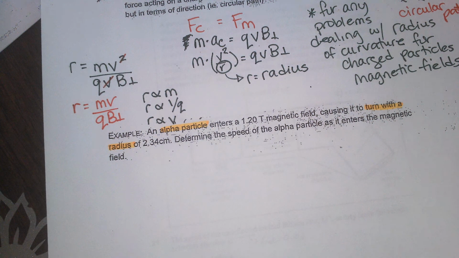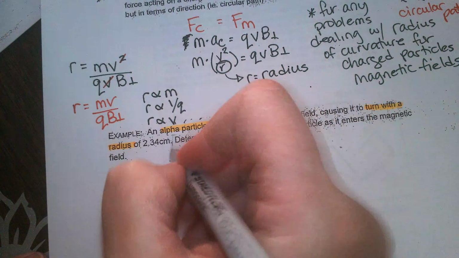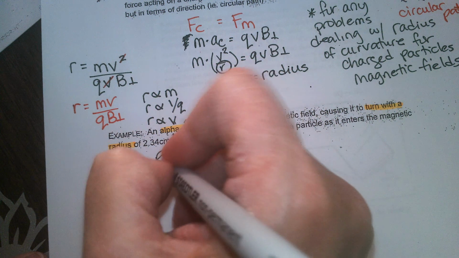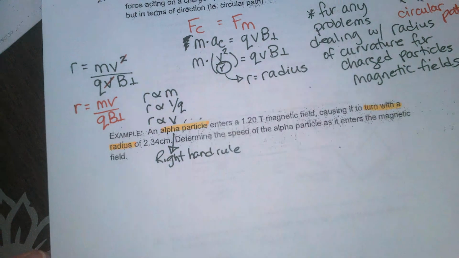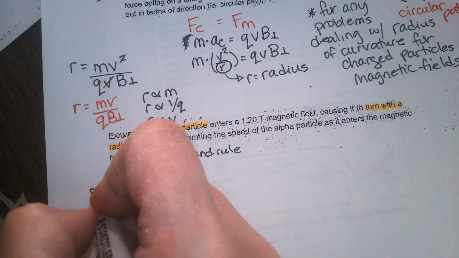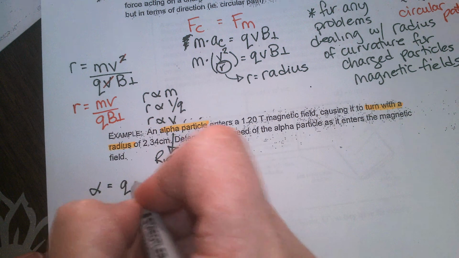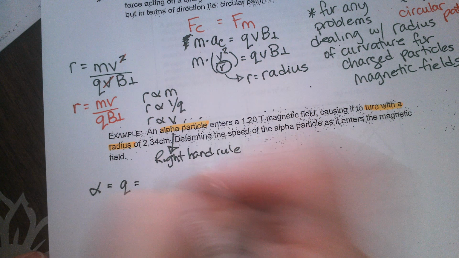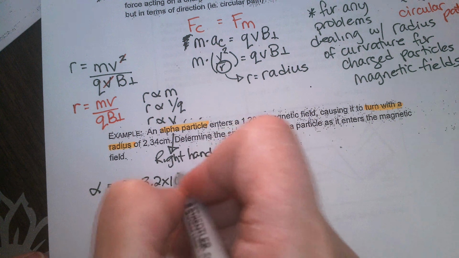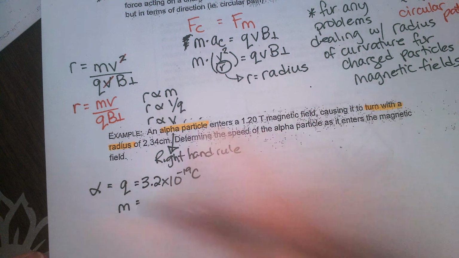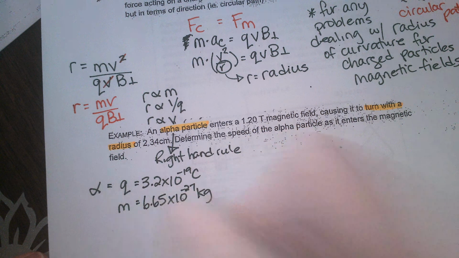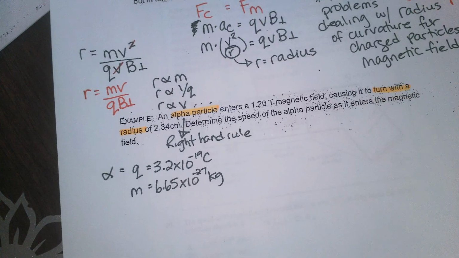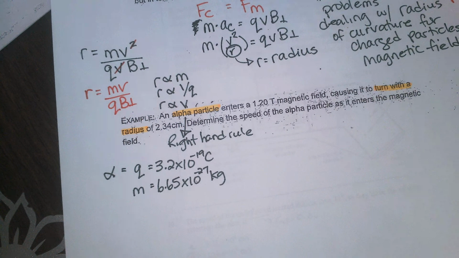All right, some key pieces that we know about an alpha particle. If we were trying to determine a direction, this would be the right-hand rule because it's a positively charged particle. An alpha particle, we know 2 pieces of information. We know the charge, and we know the mass. So those are some key pieces of information we know with just words. They're not even numbers in the question.